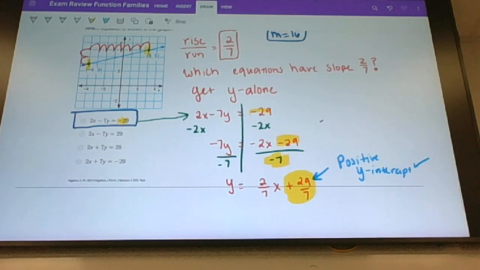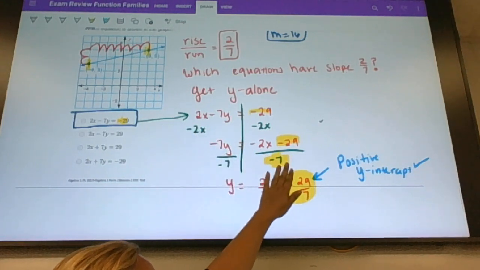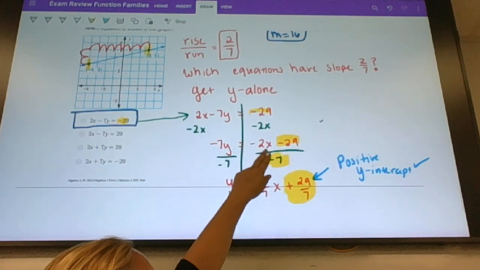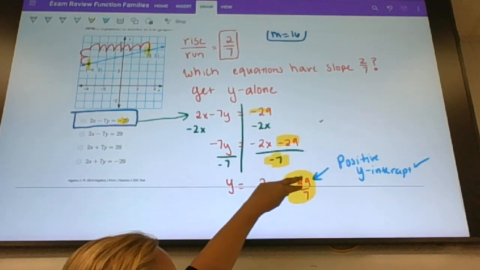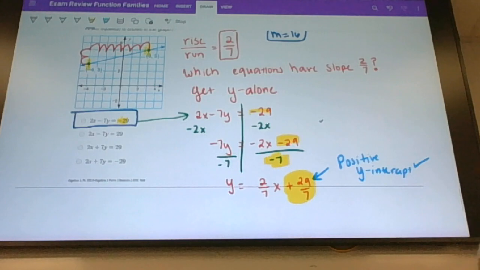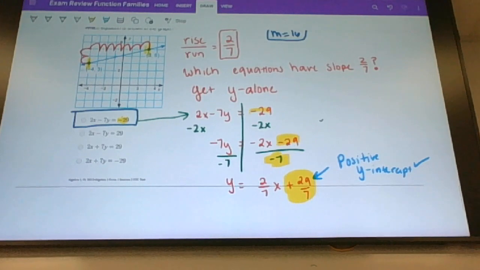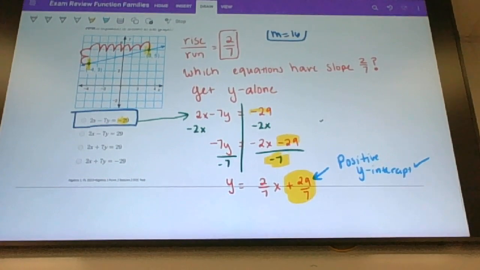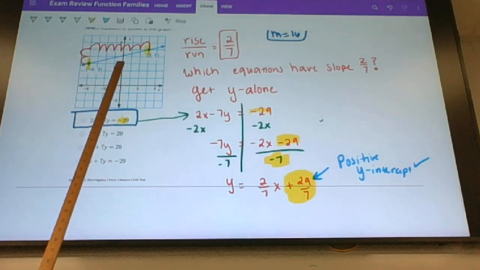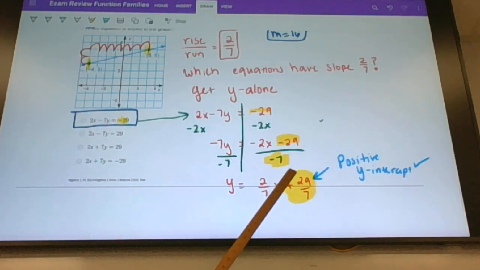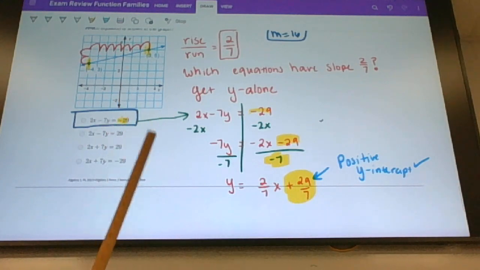All right, so you subtract 2x from both sides, divide by -7. When you split it, a negative over a negative is a positive. So it has a slope of 2 over 7, and it has a positive y-intercept. Any questions on 7? When I do 29 divided by 7 in my calculator, I get 4.1. So I also want to check, is the y-intercept 4.1? And it is. It goes 2, 3, 4, 4.1. And this is actually 4.1. So that's why I know this matches up.